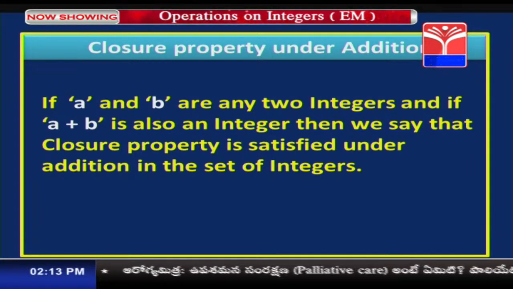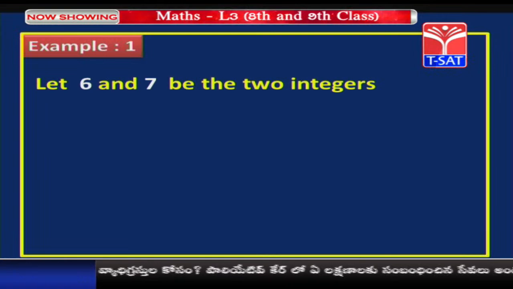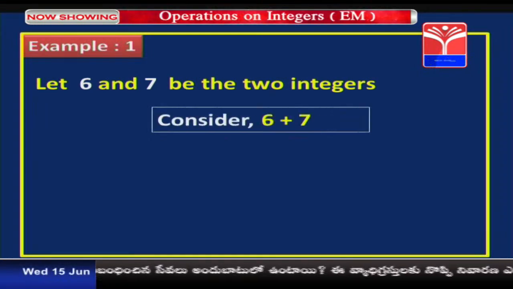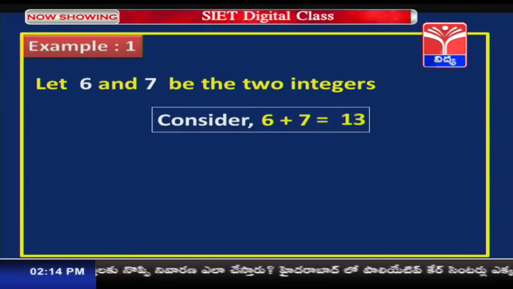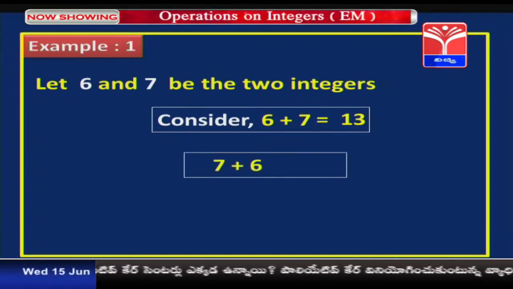So, let us move on to another property, children. Now, before that we take an example. So, consider again two integers 6 and 7. So, let us add these 6 and 7, children. So, 6 plus 7, what do you get, children? Yes, 13, absolutely right. Now, let us add these numbers in other way, that is 7 plus 6.